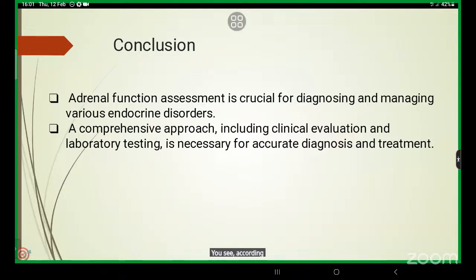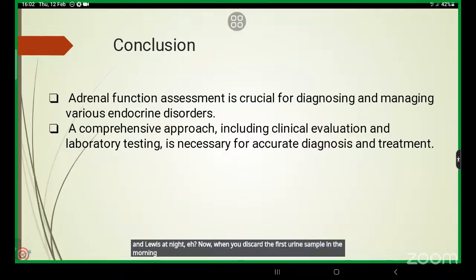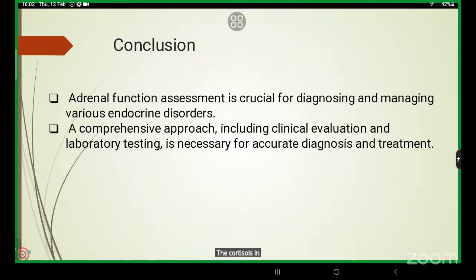You see, according to the circadian rhythm, we were talking about the morning spike in cortisol levels. Cortisols are highest in the morning, considerably low in the afternoon, and lowest at night. Now, when you discard the first urine sample in the morning, it means that the cortisols in urine that have been there, especially during the night, will now bring confusion in getting the average cortisol levels for the next 24 hours.